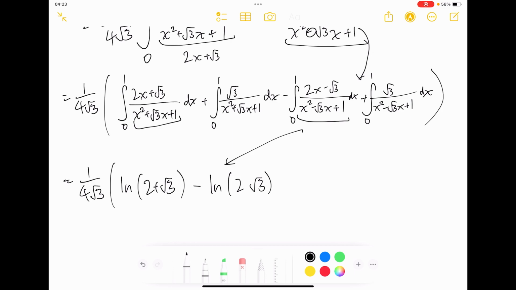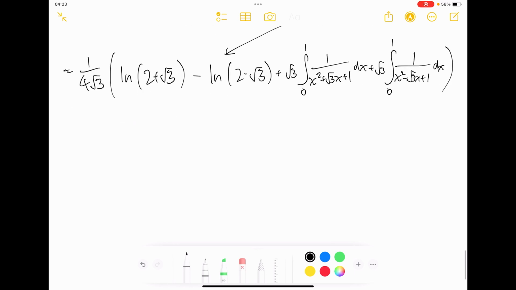And then our two little integrals. So what are we going to do with our integrals? Right. Let's see. We're going to move the root 3 out, just because it's just another annoying factor that we have to deal with. And same thing here. So root 3. And then 1 over x squared minus root 3x plus 1 dx. And we're going to worry about that in a sec.